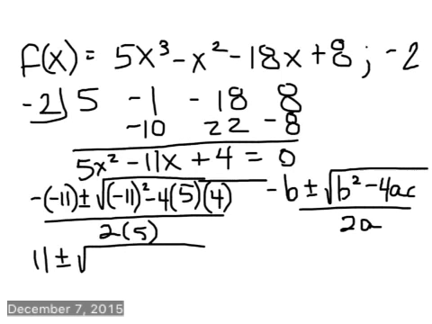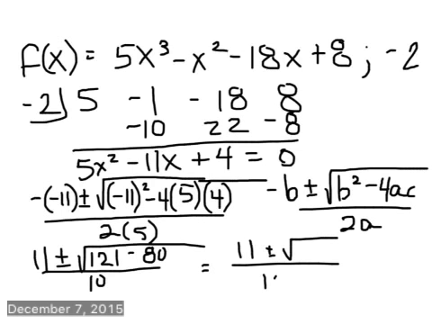Here's the other part that we had a trouble with. What's negative 11 squared? 121. Not negative 121. It's always positive, because when you square a positive or square a negative, you should get a positive answer. Now what's negative 4 times 5 times 4? Negative 80. And on the bottom, what's 2 times 5? 10. What's 121 minus 80? 41.